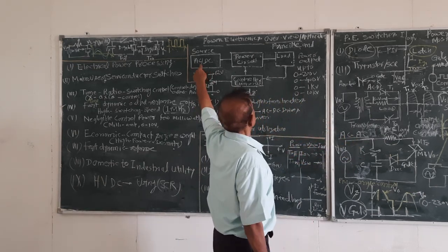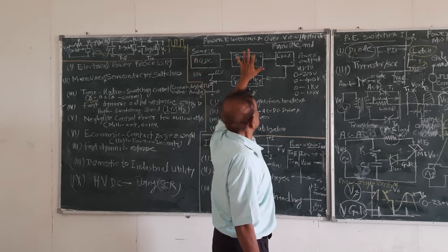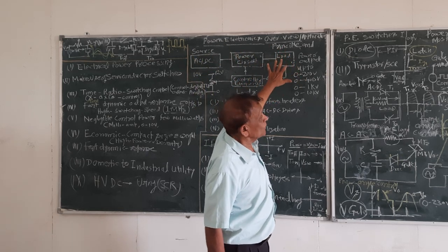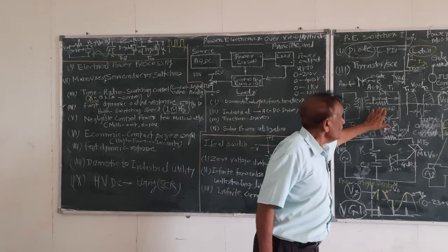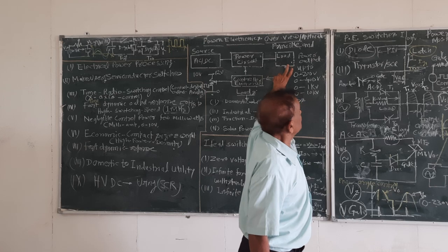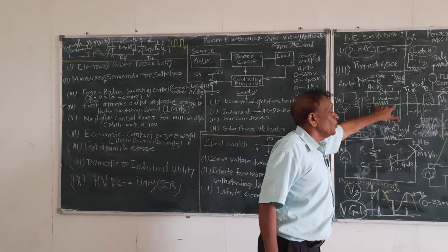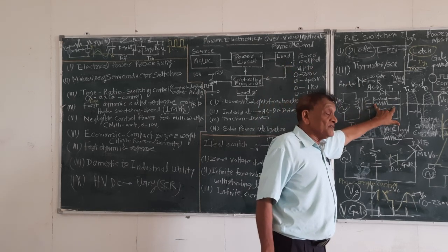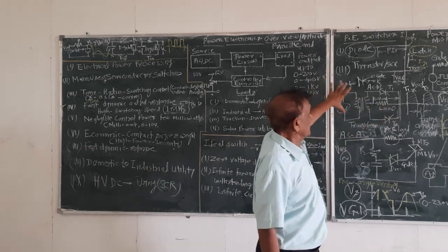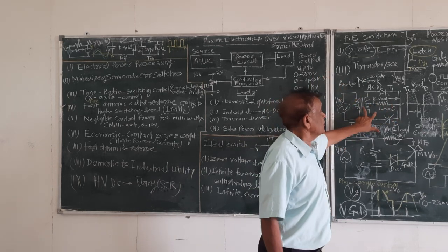So as I told you, this block is converting AC to AC, and the load is fine. Suppose the load is having DC. If you want a battery charger, if you want to charge a battery, or if the load is a DC motor, then you require a DC output voltage. For that, this is the configuration.